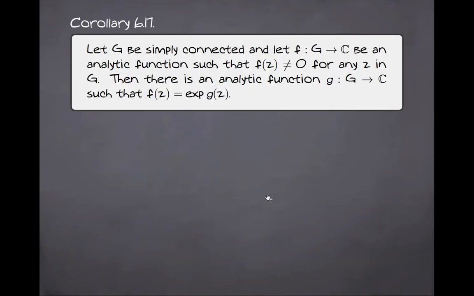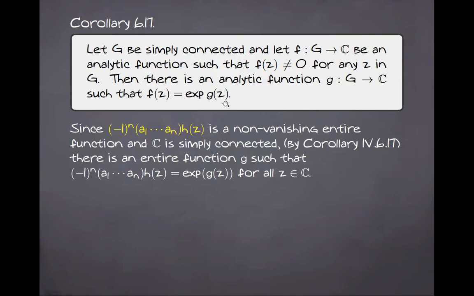So we use this corollary which we have already seen, if you remember, in the section on simply connected regions. So G is simply connected, and f from G to C is an analytic function which is non-vanishing on G. f(z) is non-zero for any z in G. Then we have proved that there is an analytic function g from G to C such that f(z) equals exponential of g(z). So we are going to use this.